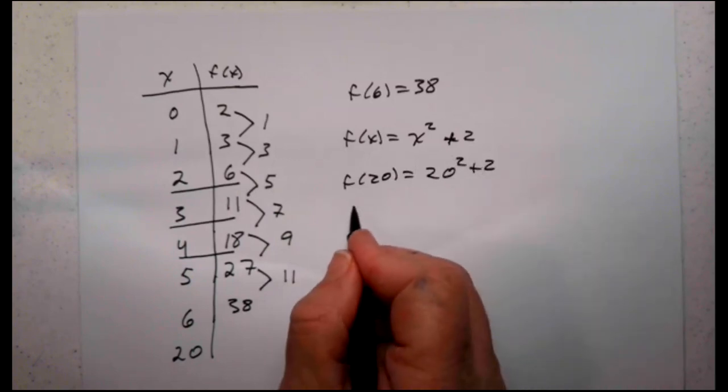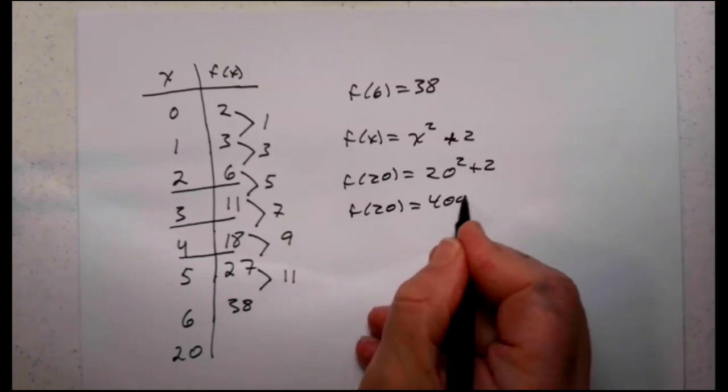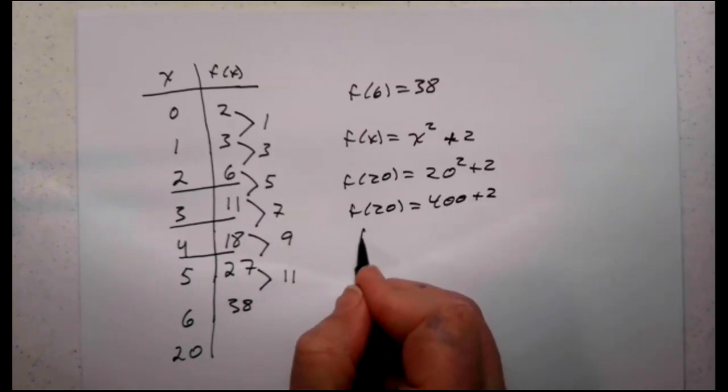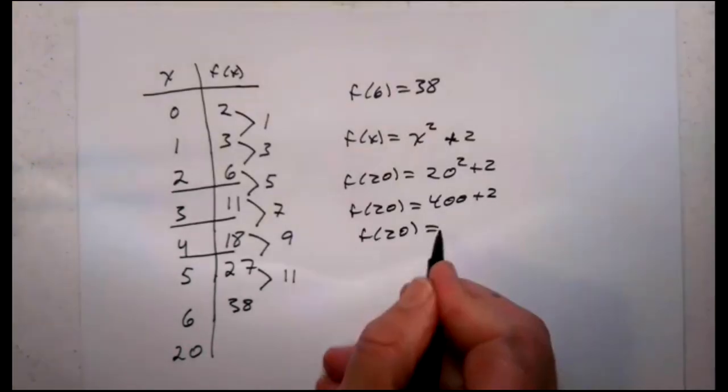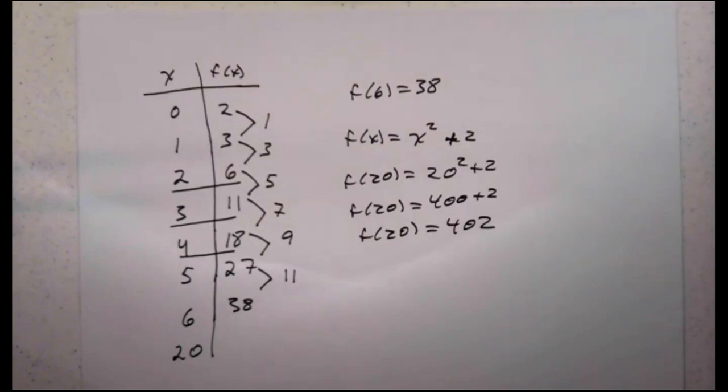20 squared plus 2. So 20 squared is 400, plus 2. So f of 20 with our exercise in pattern recognition is 402. Now there's several other ways you could have done this. There's not one approach that will work when we're looking for patterns, but that is a skill we want to have in mathematics.